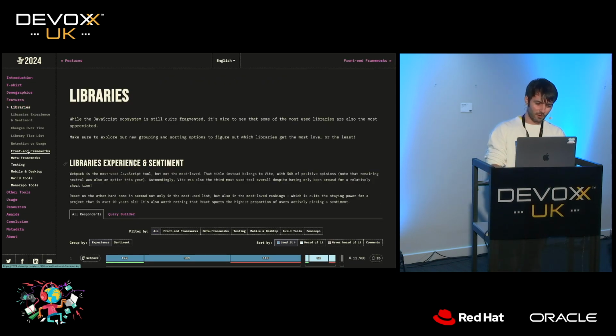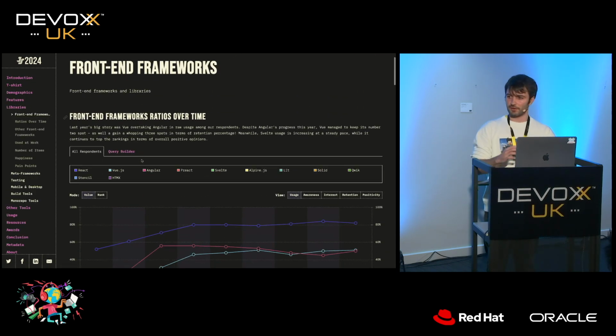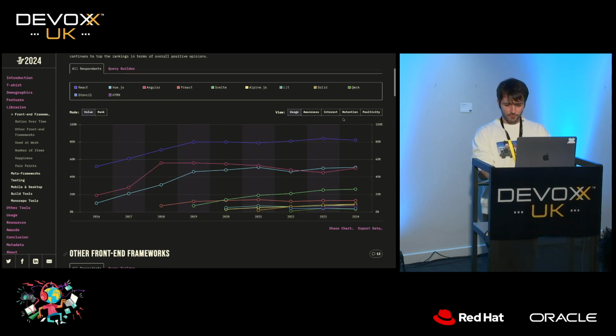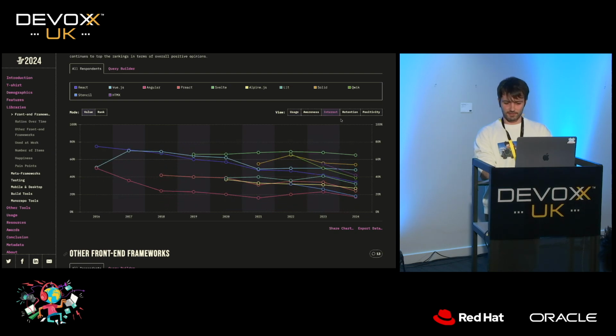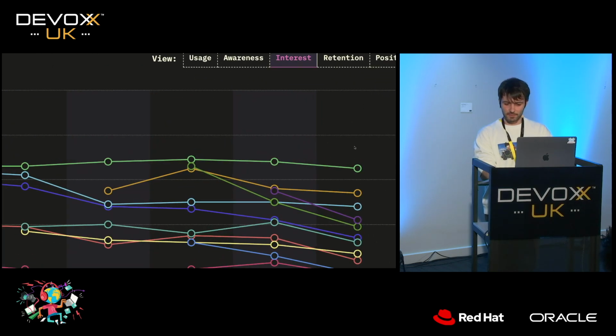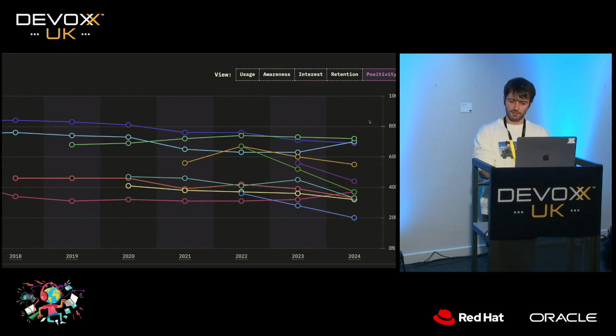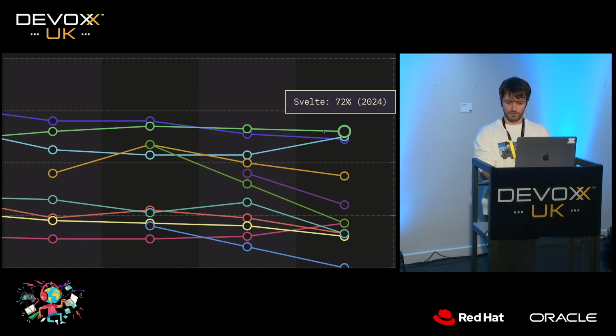For example, every time there is a discussion about front end frameworks, you can see here that for all the frameworks, React is the most used one. But then let's look at interest. If you sort by interest, people are more interested in learning Svelte these days. In terms of positivity, the ones that people are happiest with are Svelte, Vue, and React.